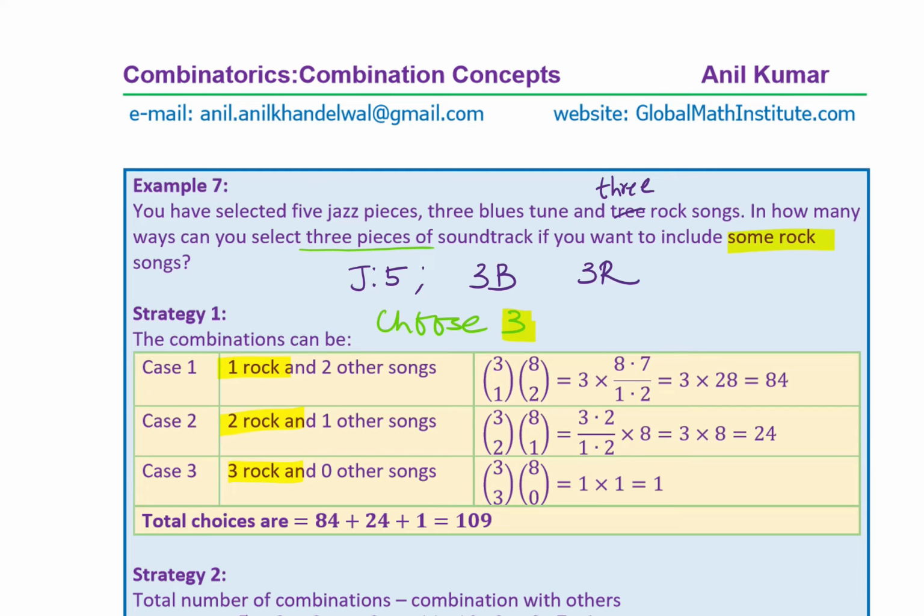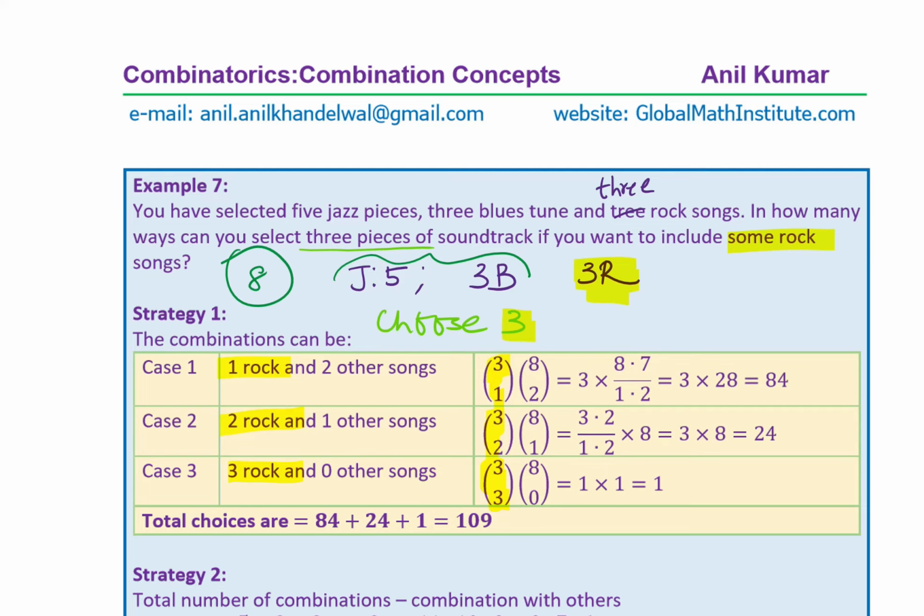So those are the 3 cases. You're selecting 1 out of these 3, right? 3 choose 1, or 2 out of these 3, 3 choose 2, or 3 out of 3. All of them, 3 choose 3, correct? Now definitely, when you choose one of the rock, the others will be chosen from the combination of jazz and blues, which is 8, right? So this group is 8.